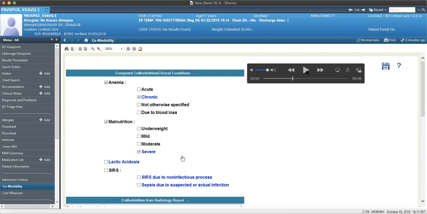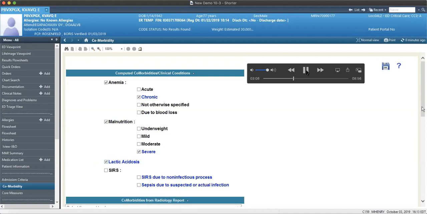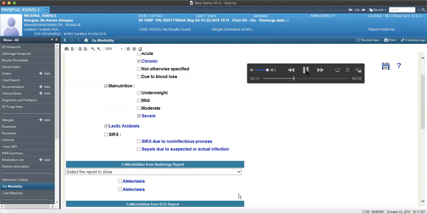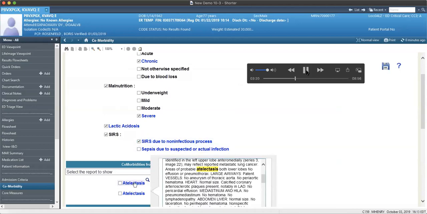But it is important to note this, and it does let me know that based on the height and weight, this patient meets criteria for severe malnutrition. It's my option whether I want to put it in and whether treating that will be part of the patient's treatment plan. Documents lactic acidosis. SIRS is present, but we don't believe there is a present infection, so we attribute it to non-infectious processes.